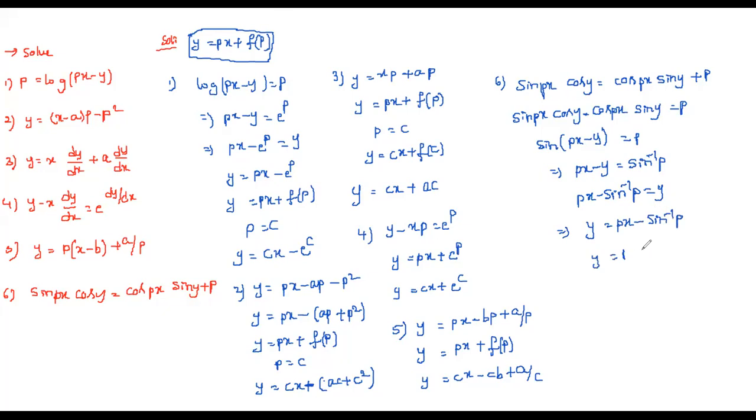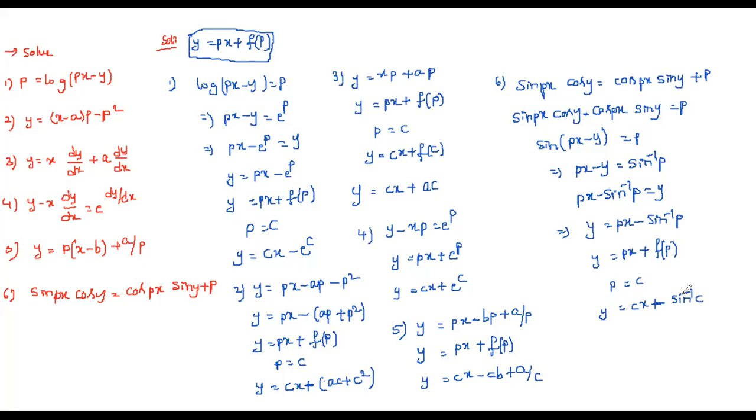y is equal to px plus f of p. So we can simply substitute c in place of p. Then we get y is equal to cx minus sine inverse c. So this is the general solution of the given problem.